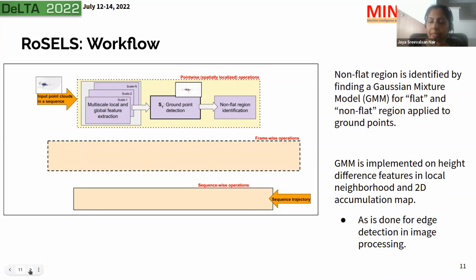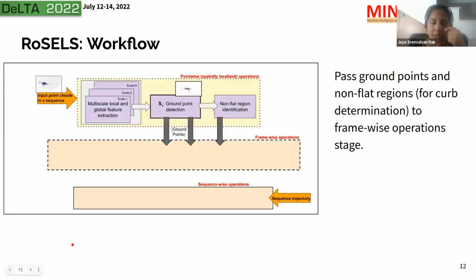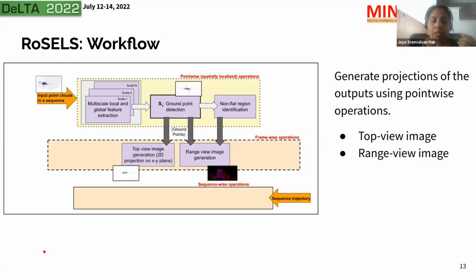Now we have completed S1, so let's move on to S2. For moving to S2, we pass the ground points and the non-flat regions to the frame-wise operations. When we use the non-flat regions, we assume that they form the curve of the road or the banks of the road. Now, of the ground points, we generate a top view image first, which will be used for S2B, and then we also generate the range view image.